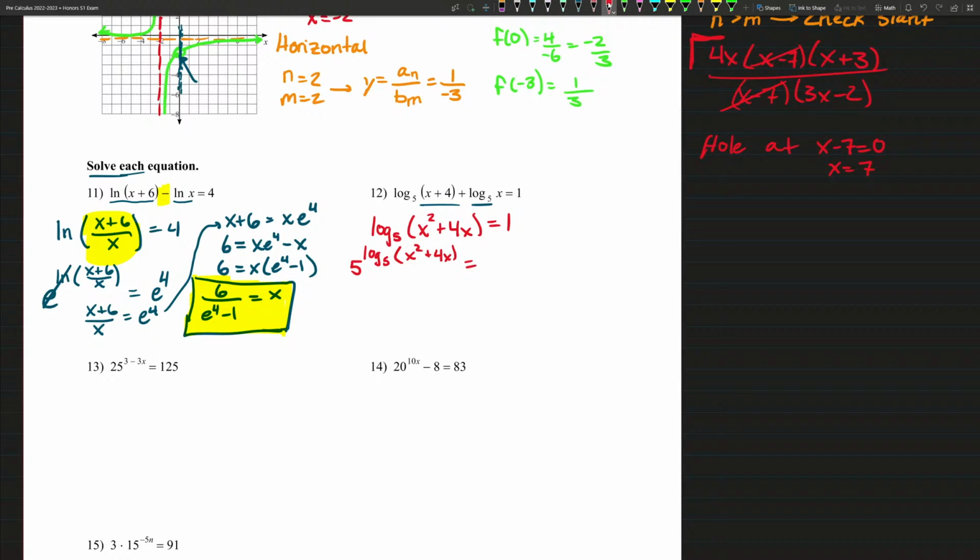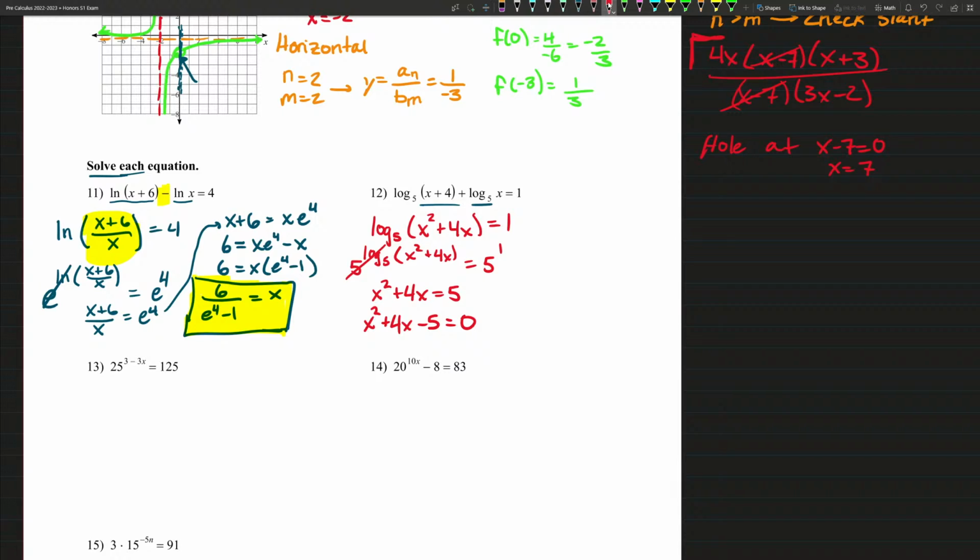And what we do to the left-hand side, we also have to do on the right-hand side. So we have 5 to the first on the right. 5 to the power of log base 5 cancels. So we have x squared plus 4x is equal to 5. Well, now this is just a quadratic, which you should know how to solve. If we subtract the 5 over, we get x squared plus 4x minus 5 is equal to 0. Now we have a quadratic that we actually can solve.